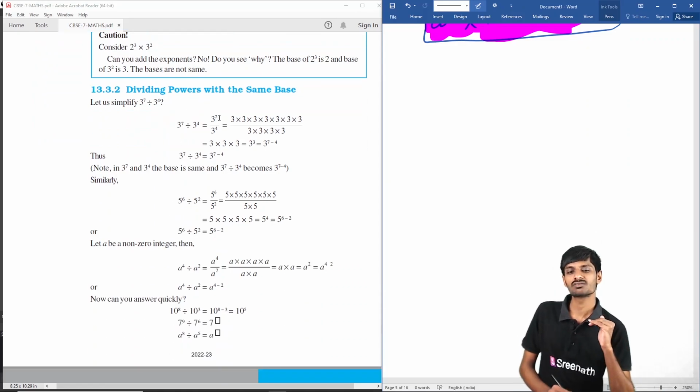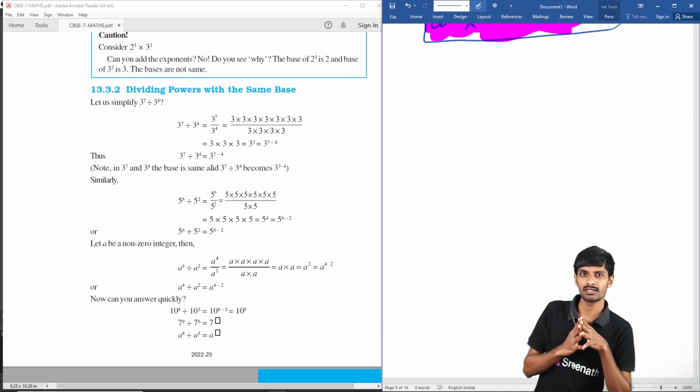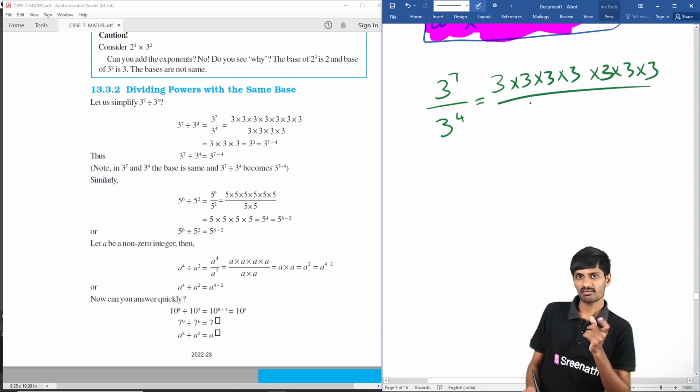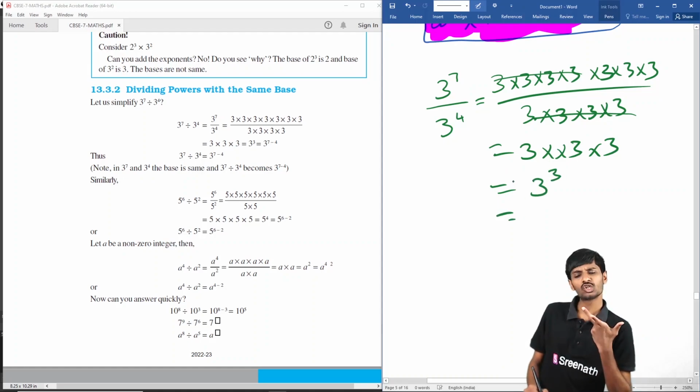Now, dividing powers with the same base. Just now we multiplied two powers having the same base. Now there is 3 power 7 divided by 3 power 4. How to do this task? 3 power 7 means 3 into 3 into 3 into 3, there are 7 3's, and in 3 power 4 there are 4 3's. So 4 3's cancel with 4, then you are getting 3 3's remaining, which is 3 cube.